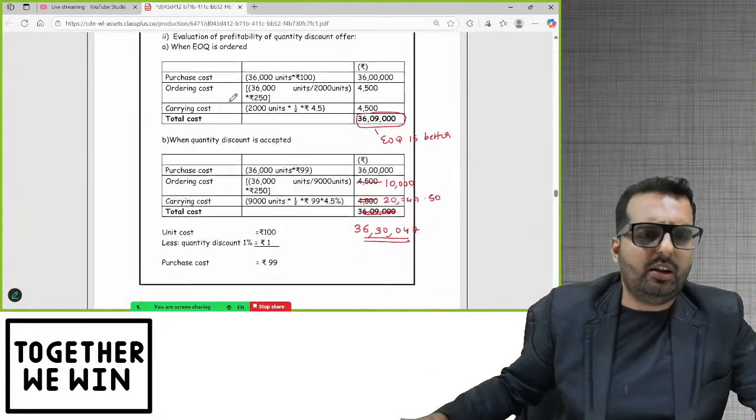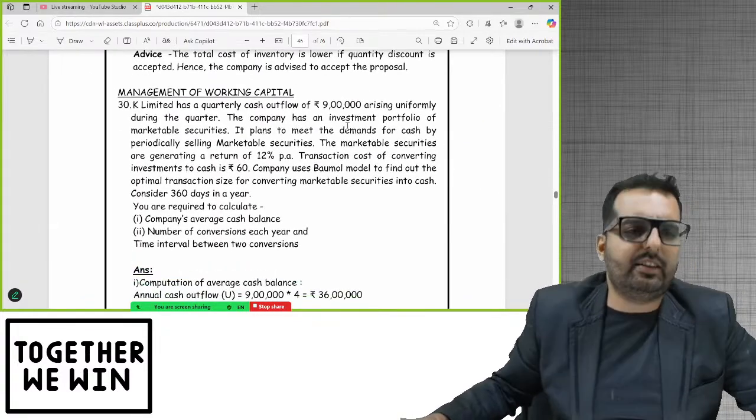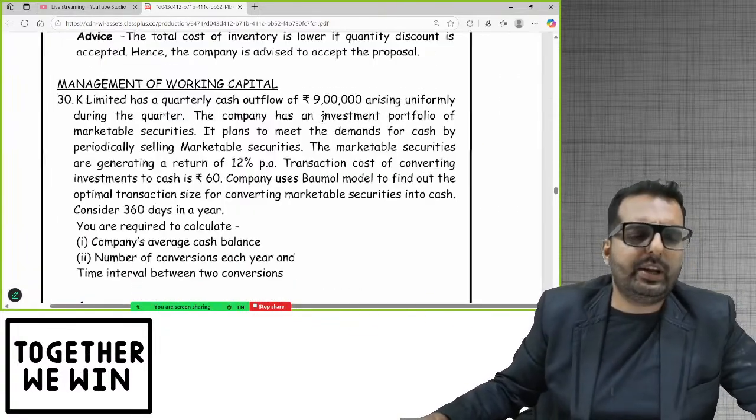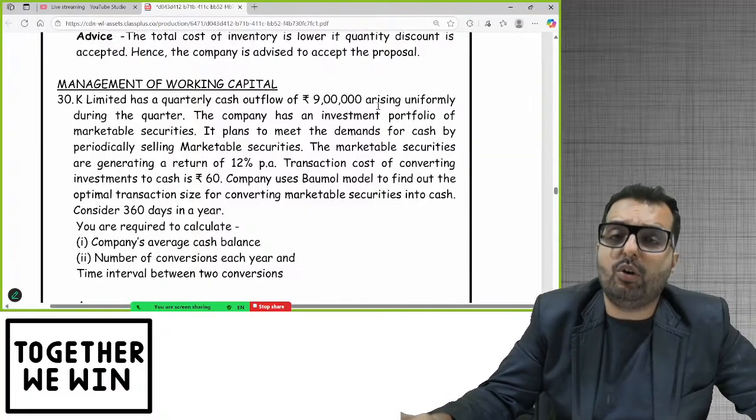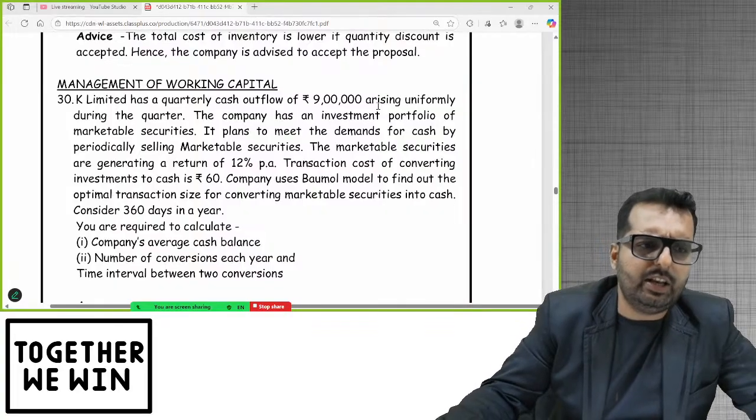All right, friends. Are you all done writing till here in your books now? Perfect. So we are done with that question also. Now we'll quickly do question number 30, which is also similar to EOQ, but it is called the Baumol's model. Shall we quickly do it now?